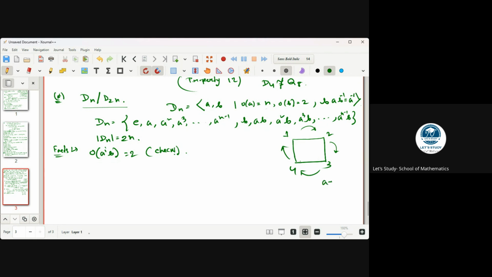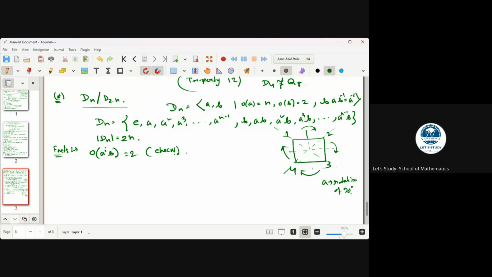So A means rotation of 90 degrees and B means reflection. So there are 3 types of reflection, right? There are 3 types of symmetry, and these 4 types actually. But we can see that for us, one reflection will generate all of them.